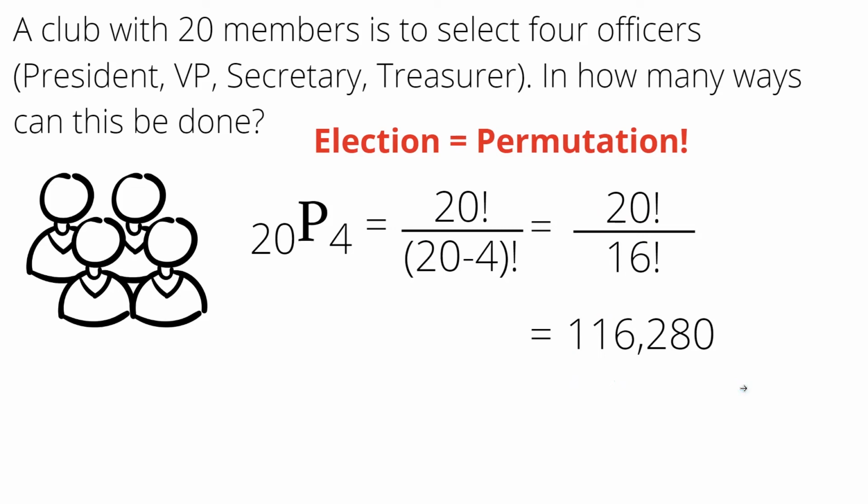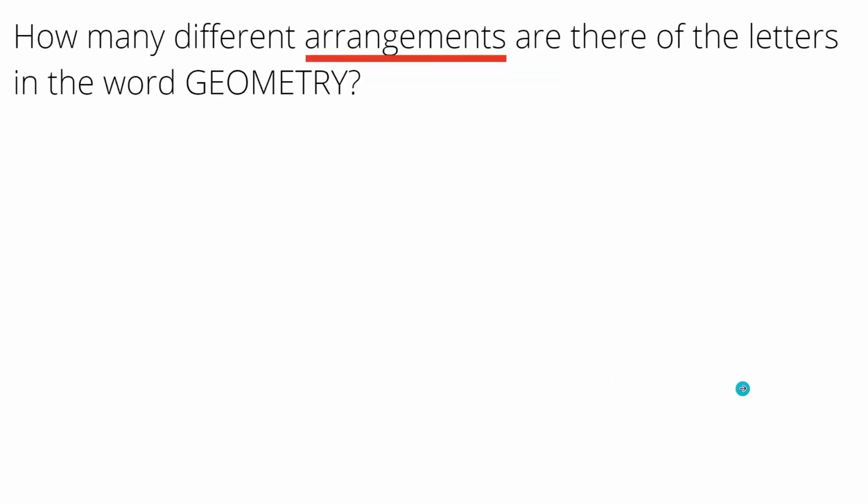All right, now another example: how many different arrangements are there of the letters in the word geometry? Now, we're talking about arrangements. So I want us to think about what we know about permutations and combinations. We talk about the order mattering.